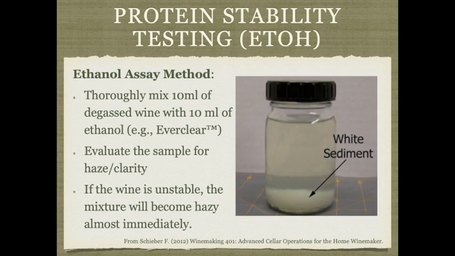Another way to test for protein stability is with ethanol. You can use Everclear. You could use rubbing alcohol, but obviously make sure you don't drink it afterwards. Basically, you do a 1-to-1 mix of the mead, say 10 milliliters of the mead, and then 10 milliliters of the ethanol. A sediment will typically form almost immediately, so it'll become hazy almost immediately, and then a sediment will settle if you leave it out. That's also a positive test for protein instability. And again, if this test is positive, then you're going to need to use a fining agent, and most commonly the fining agent we use to prevent protein instability haze is bentonite.